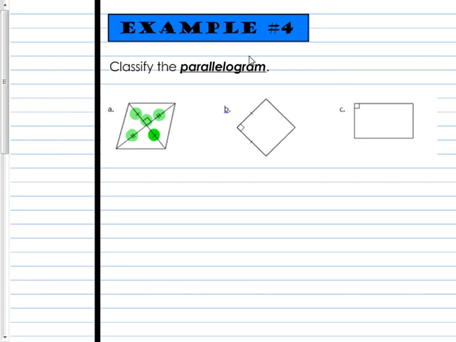Now, this particular shape, we know that squares also have to have 90-degree angles. So since we do not see any 90-degree angles marked, then we would have to say that this is a rhombus.